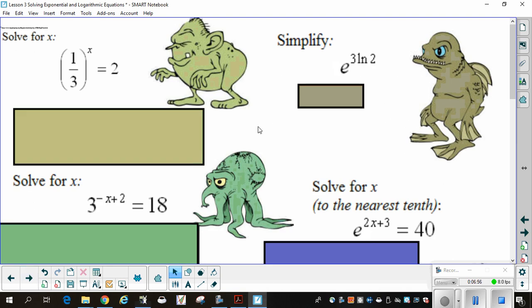Next, there's a bunch of these for you to try. If you look at your notes page, you have 9 problems to try. What you want to do is pause the video, attempt these 9 problems. Some of them are exactly what we just went over. Others harken back to lesson 1 and lesson 2. So pause the video and try those.